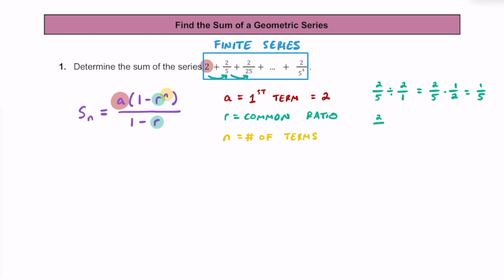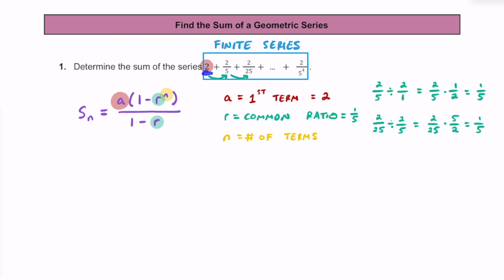Now it's going to be the same ratio no matter which 2 you pick, so just for good measure, if you want to practice this, take 2/25 divided by the 2/5, so the third term divided by the second term. This is the same thing as 2 over 25 times 5 over 2. The 2's are going to cross cancel, and the 5 and 25 are going to cross cancel to make 1/5. And so this just means that to get each next term in our series, we're going to keep multiplying by 1/5.